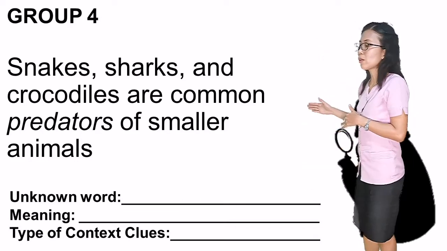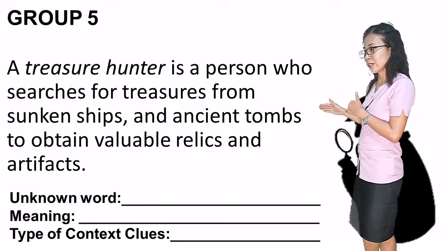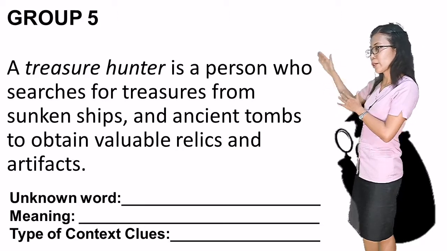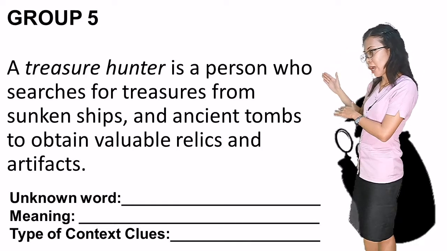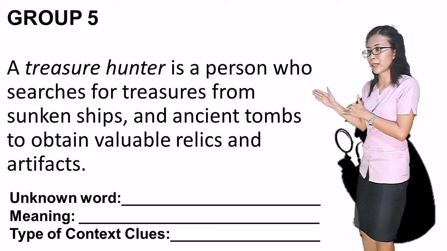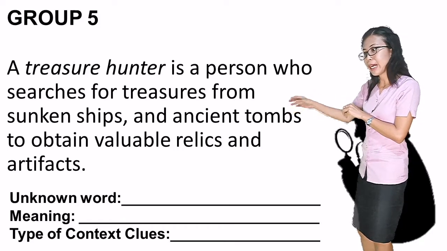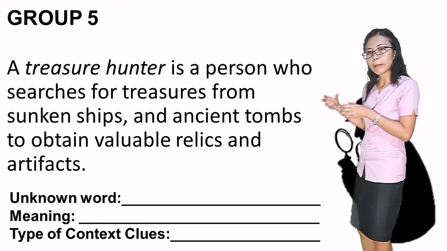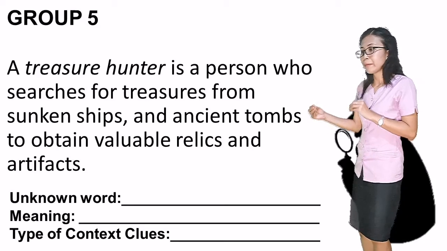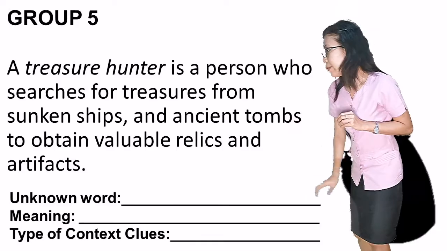The same also for group 5, which the sentence is like this. A treasure hunter is a person who searches for treasures from sunken ships and ancient tombs to obtain valuable relics and artifacts. Write the unknown word again, give the meaning, and explain why you came up with that meaning, or state the type of context clue you used for solving that word investigation.